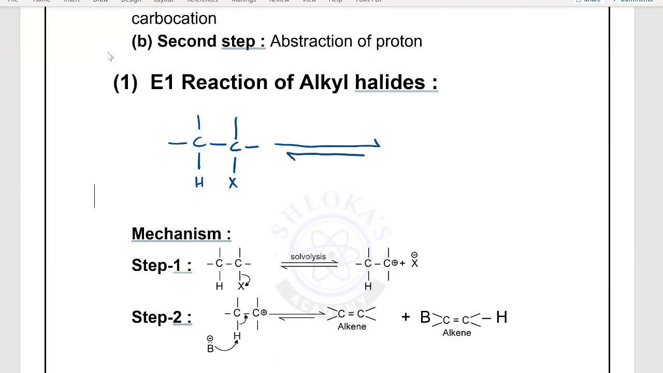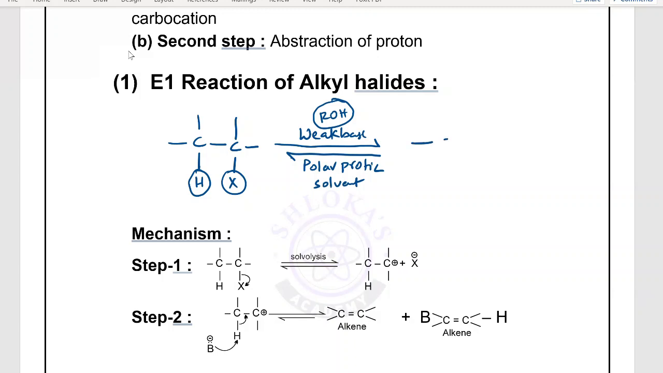Here, generally, I am taking a weak base. Any weak base I can take, and a polar protic solvent I can take. The reaction will take place in the presence of a polar protic solvent like water. For the weak base, I can take any alcohol. Alcohol itself can act as a polar protic solvent. In the presence of these conditions, I am going to eliminate these two atoms, hydrogen as well as halogen. Then it results in the formation of a double bond between two carbon atoms by eliminating HX. This is a general reaction.